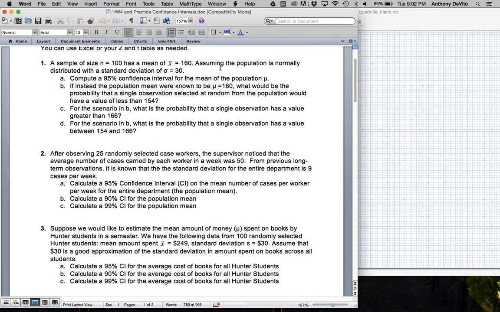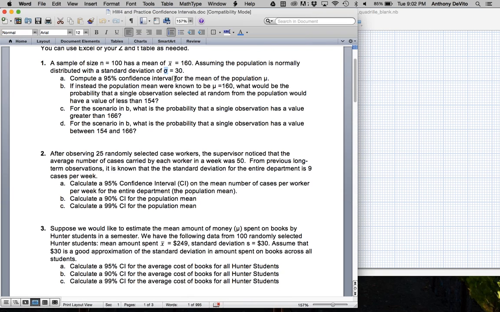A sample of size 100 has a mean of 160. We don't know what the units are here. It doesn't really matter. Assuming the population is normally distributed with standard deviation sigma equals 30. Okay, so first thing I see here is we have a sample. The sample has a size of 100, has a mean of 160. In this case, we know the standard deviation of the population. We know what sigma is.